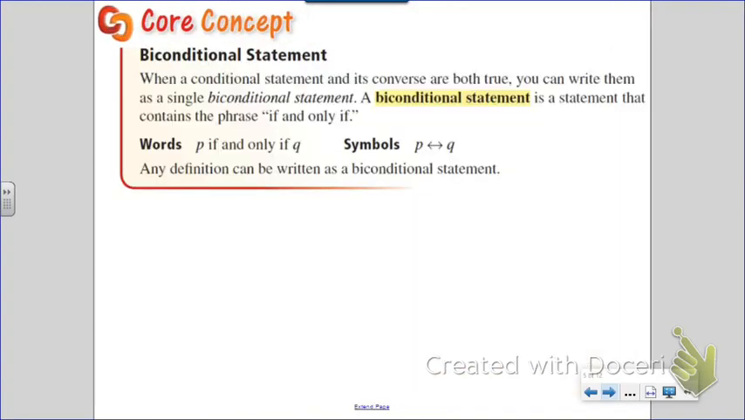When a conditional statement and its converse are both true, you can write them as a single biconditional statement. A biconditional is a statement that contains the phrase if and only if. It's written in symbols with what looks like a little line between the P and the Q. Again, P stands for hypothesis and Q is conclusion.